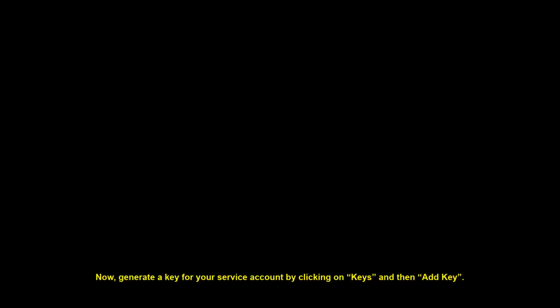Now, generate a key for your service account by clicking on Keys and then Add Key. Select JSON as the key type and download the key file. Move the downloaded JSON key file to your Python project directory.